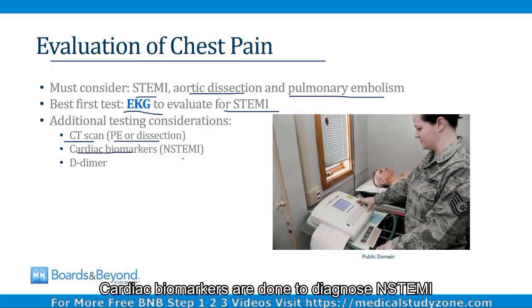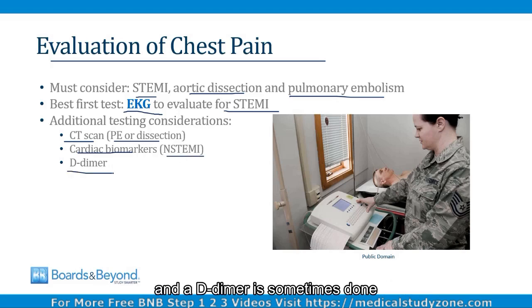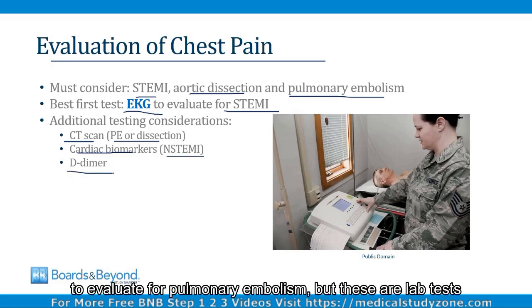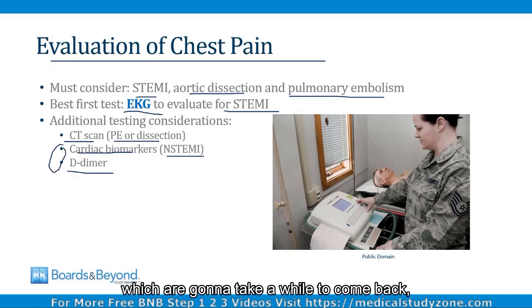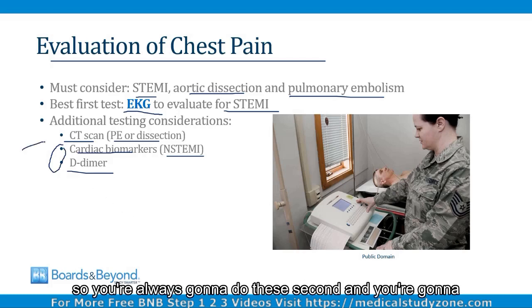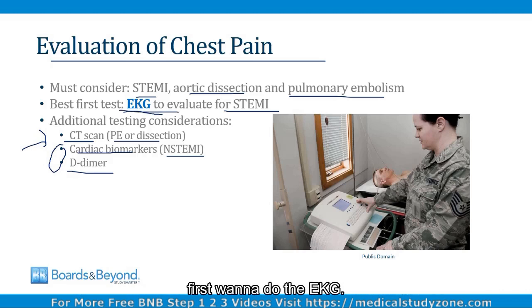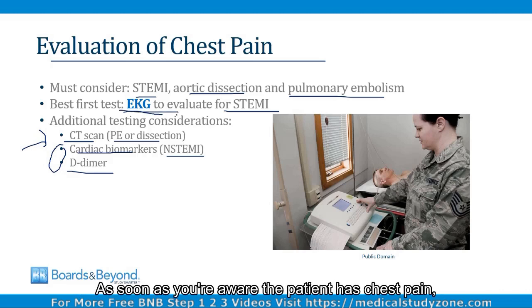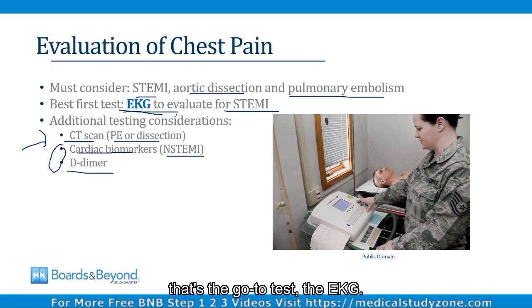Cardiac biomarkers are done to diagnose NSTEMI, and a D-dimer is sometimes done to evaluate for pulmonary embolism, but these are lab tests which are going to take a while to come back. So you're always going to do these second, and you're going to first want to do the EKG. As soon as you're aware the patient has chest pain, that's the go-to test, the EKG. And that concludes our module on STEMI.